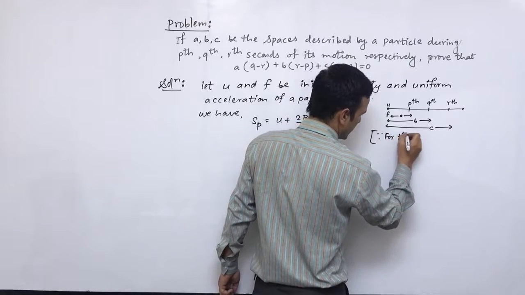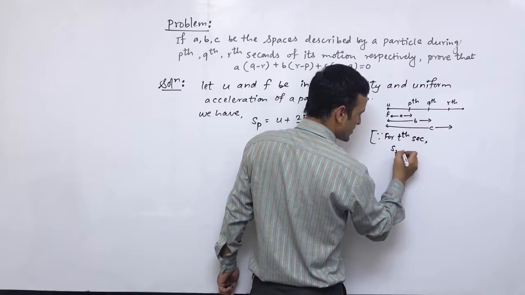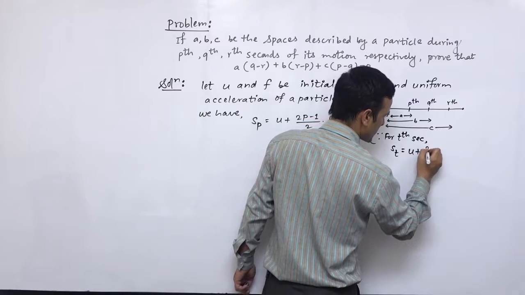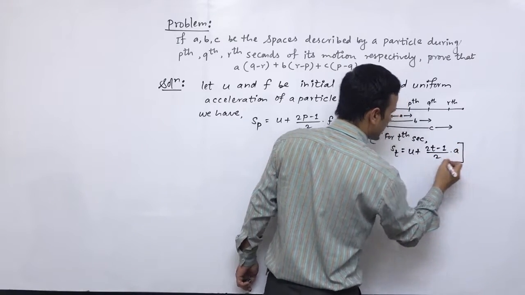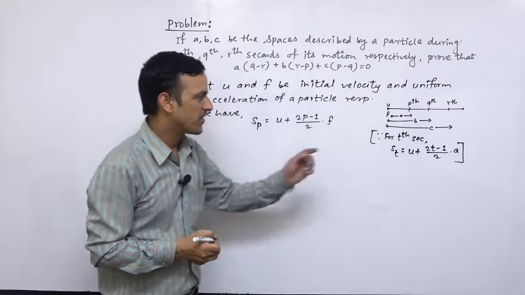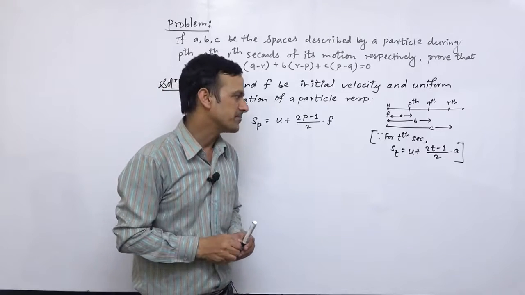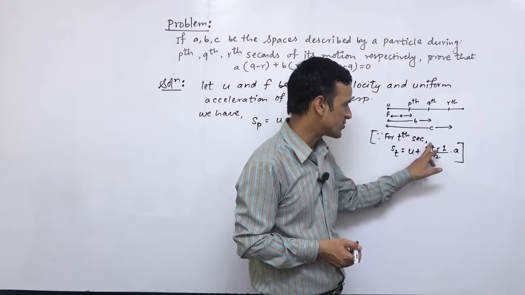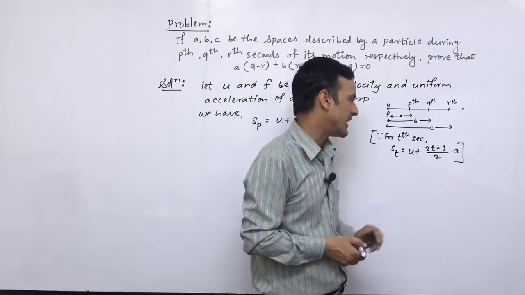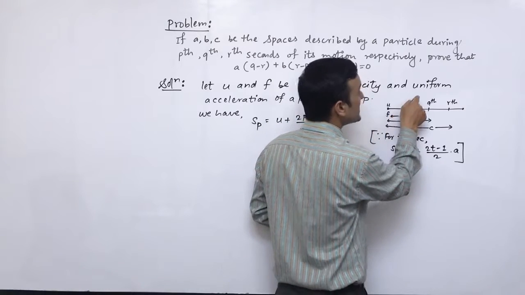For the tth second, we have the formula St is equal to U plus (2t minus 1) divided by 2 into A. So this is the main formula for the tth second or a particular time. In this case, the tth second means here the pth second.